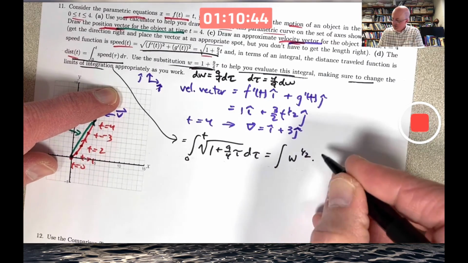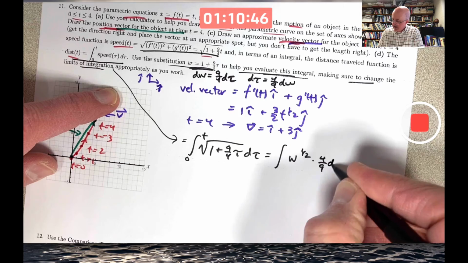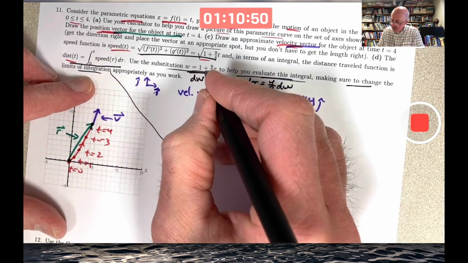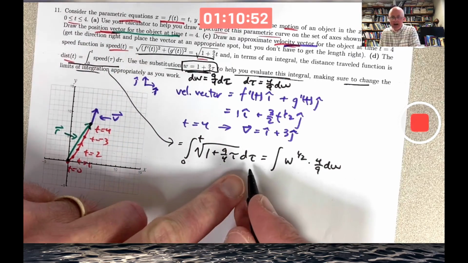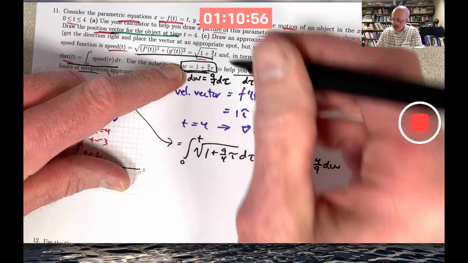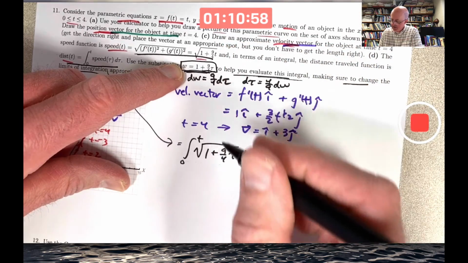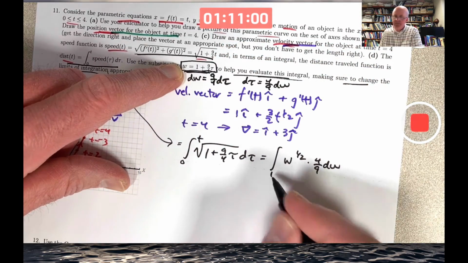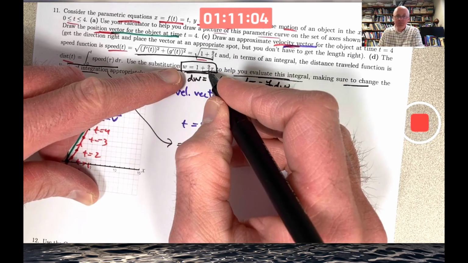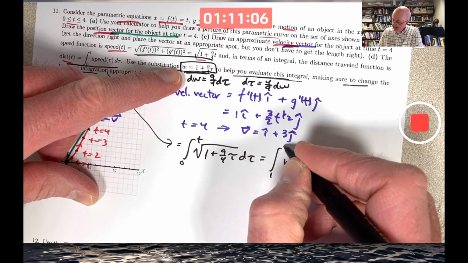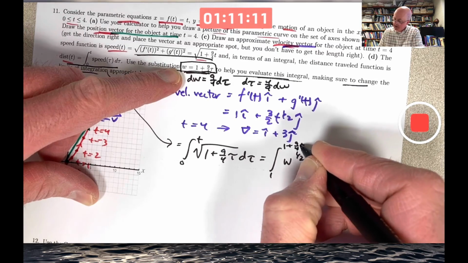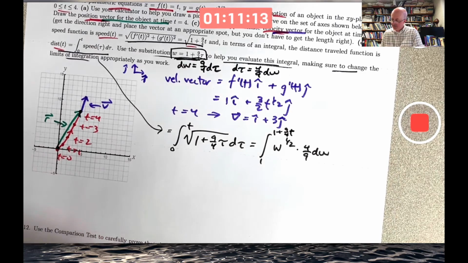The d tau gets replaced by 4/9 dw, and I also need to change the limits of integration using this equation right there. When tau is 0, this equation, there's a 9/4 there, sorry that I kind of wrote over it, becomes 1 plus 0, 1. And when tau is t, this gives 1 plus 9/4 t. Yes, there's going to be a t up there. It's not just a plain t, it's a 1 plus 9/4 t.